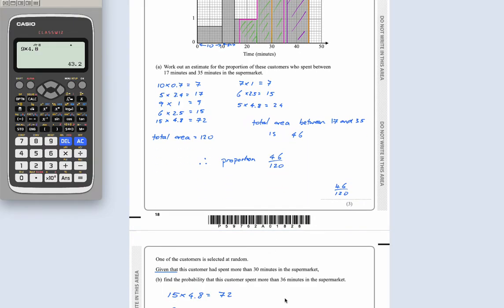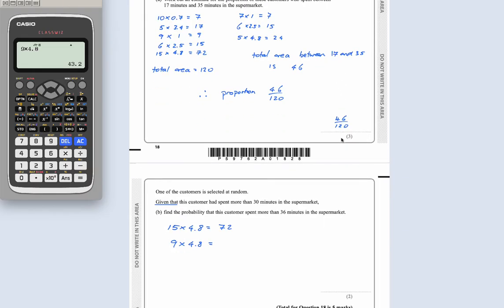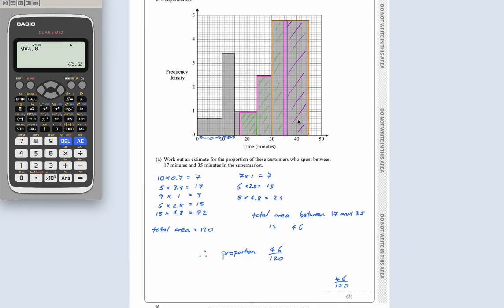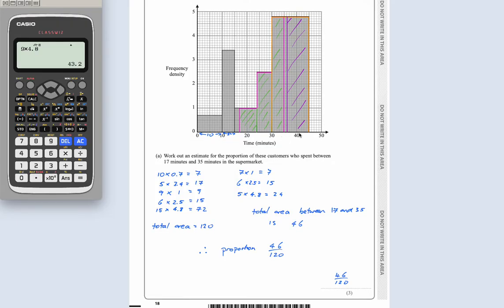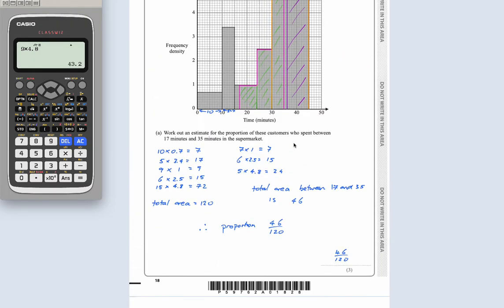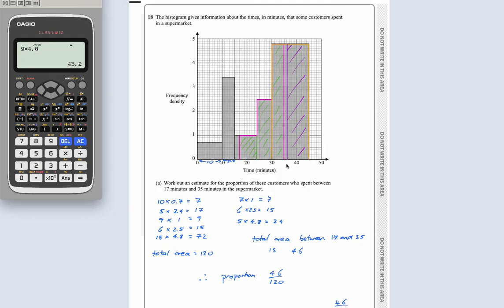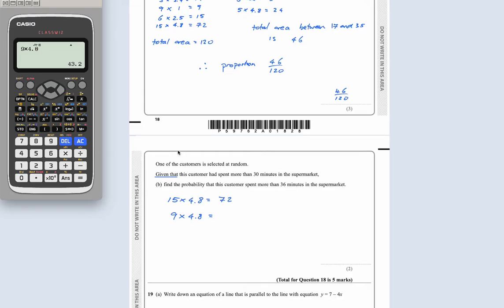Find the probability he spent more than 36 minutes. What am I doing? 9 times 4.8. So this is 36 to 45. That's actually right. Okay, that's all good. So 9 times 4.8 is 43.2.